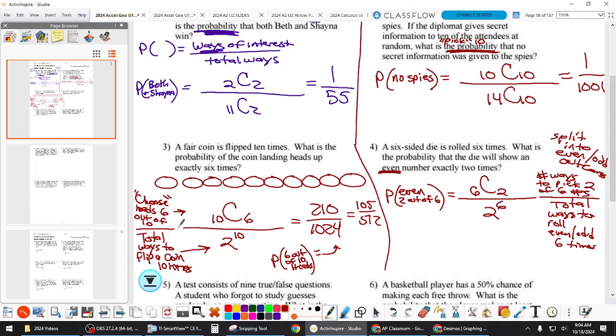Anyway, what's 6C2? 20. Oh, wait. 15. Good. And then 2 to the 6 is 64. That's 23.4%. Okay. We can't reduce that.